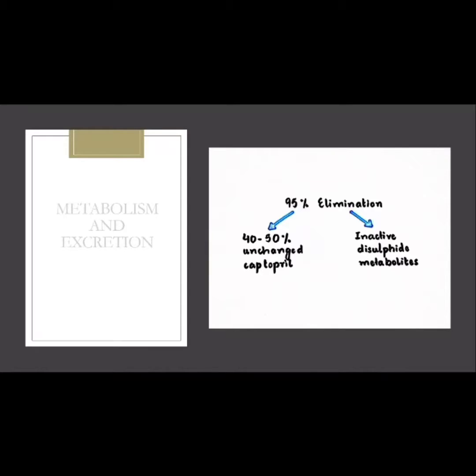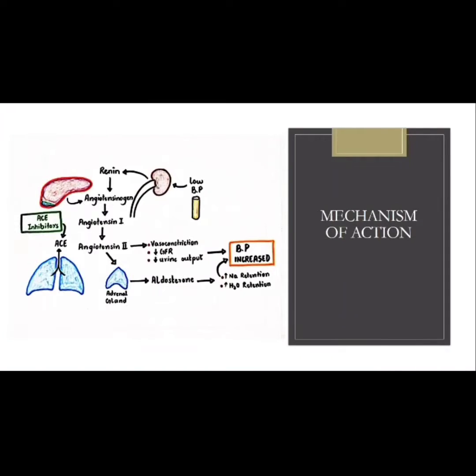And of the 95% of the absorbed dose which is eliminated through urine, 40 to 50% is unchanged drug, and the rest are inactive disulfide metabolites, captopril disulfide and captopril cysteine disulfide. Now, the main thing, which is the mechanism of action. Here I have drawn a picture which shows the mechanism of action of captopril.